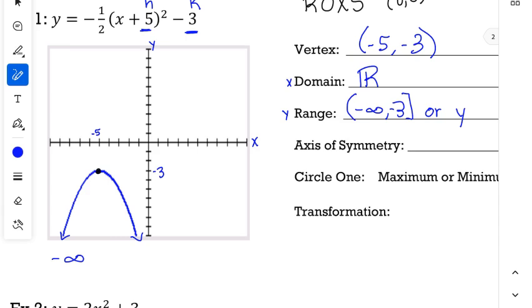Or we could say y is, let's think about the inequality for that. Is y going to be greater than negative 3 or less than negative 3? Is it higher? Is it going higher or is it going lower? Lower, so it's going to be less than or equal to negative 3.